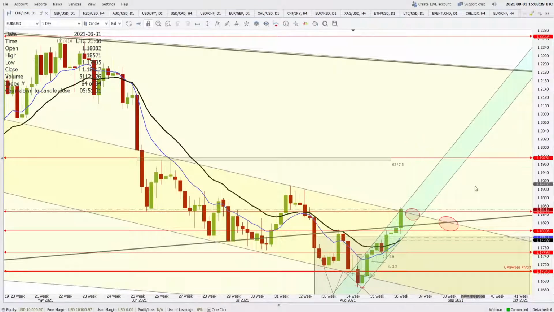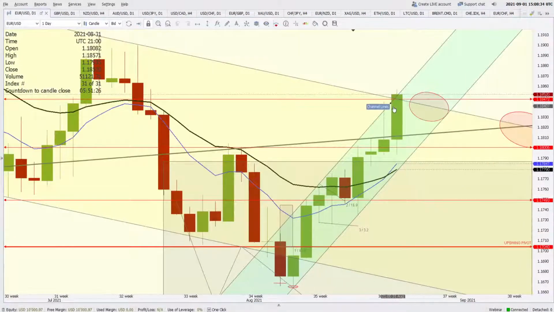So this is just a speculation right now because the candle has not closed. We have to check it on the candle closing basis. If the candle closes today below 1.1847, then tomorrow a sell-off may emerge.